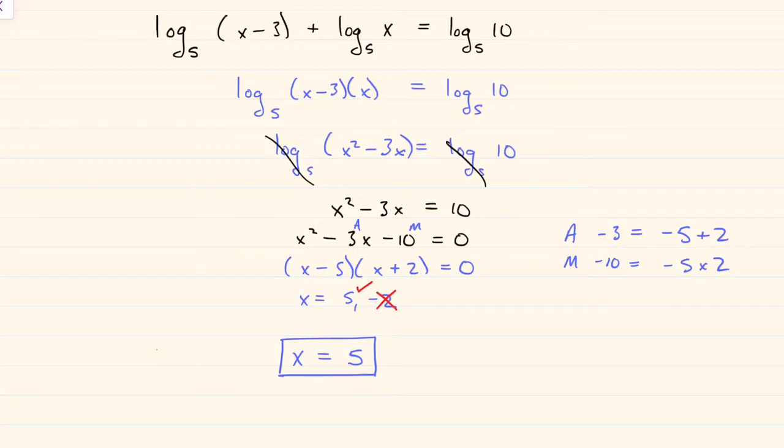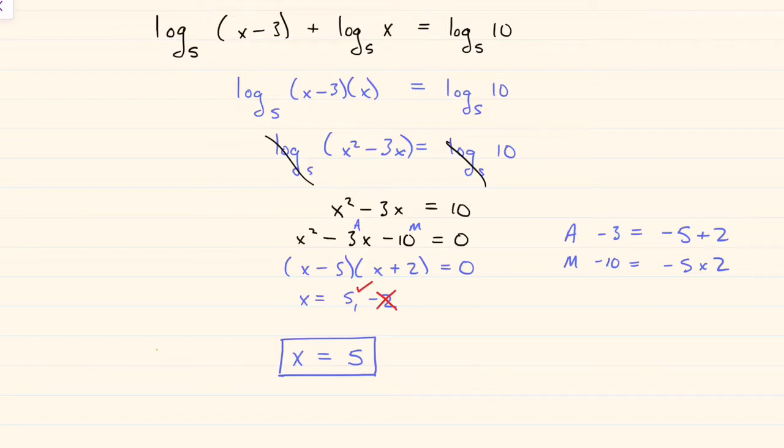For example, when I look at this original equation, and you always got to go back right to the start, when I sub 5 into the first log, 5 minus 3 is positive 2, good enough. When I sub it into the second log, it also works because I'm just putting in positive 5. When I sub negative 2 into the first one, well, negative 2 minus 3 is negative 5. As soon as I'm taking the log of a negative number, I'm done. That one is an extraneous root.